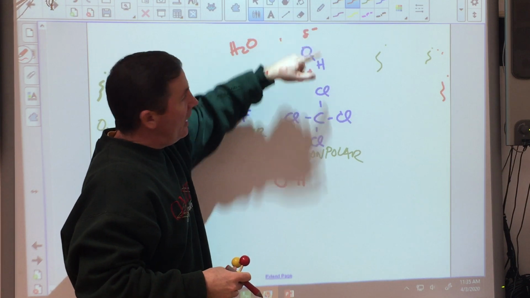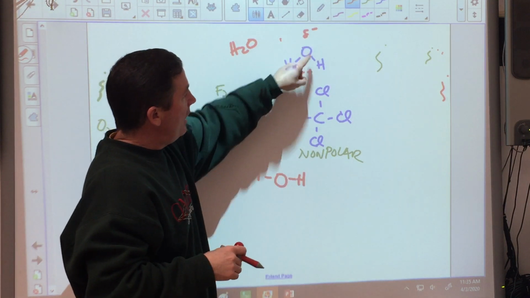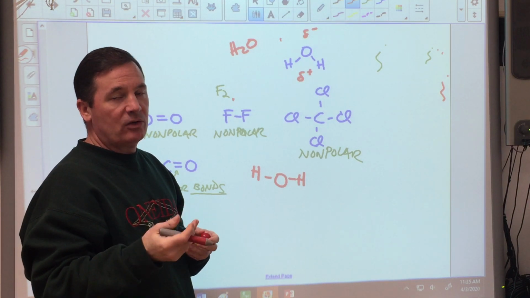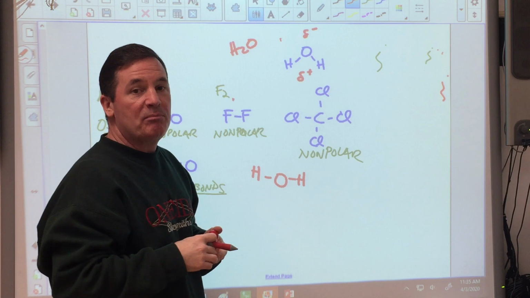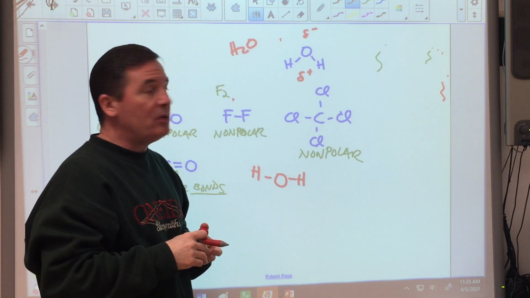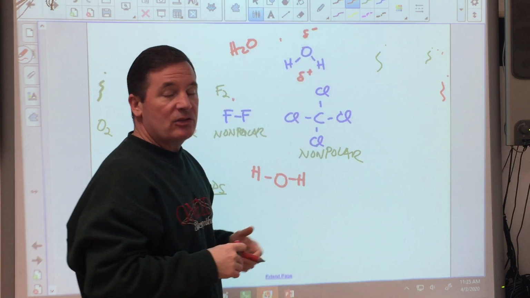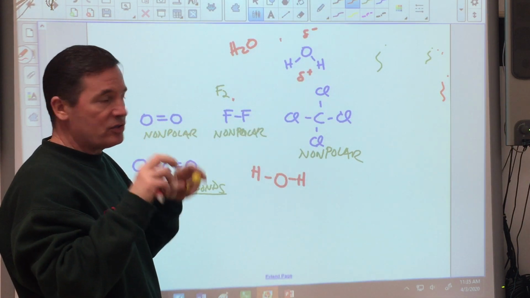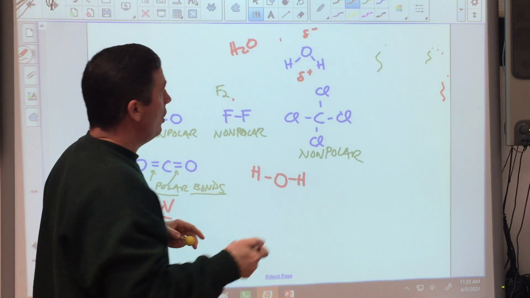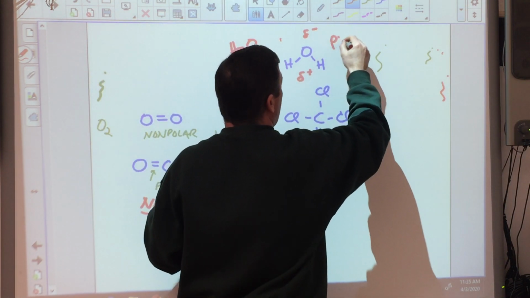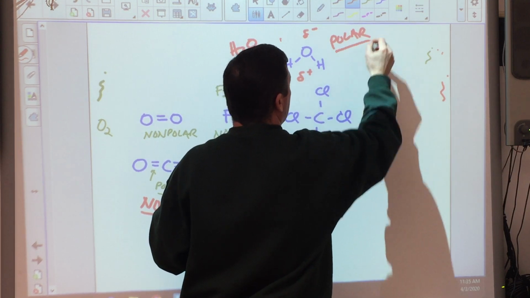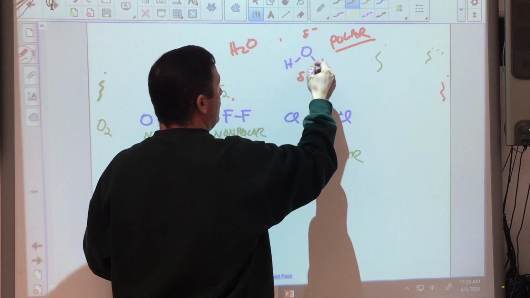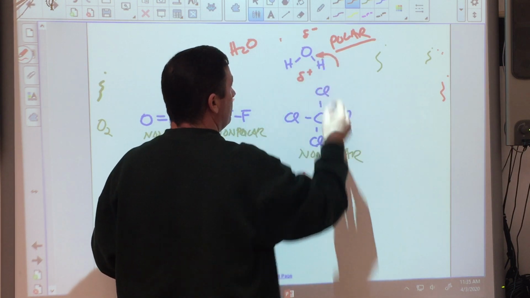Why is the oxygen side more negative? Because oxygen has a greater electronegative pull, greater electronegativity, and therefore a greater pull on the electrons. Since we're pulling on electrons, and electrons are negative, we make that side negatively charged. It's not a full charge, it's a partial charge. So water is a polar molecule. And this polar molecule is made of polar bonds as well.